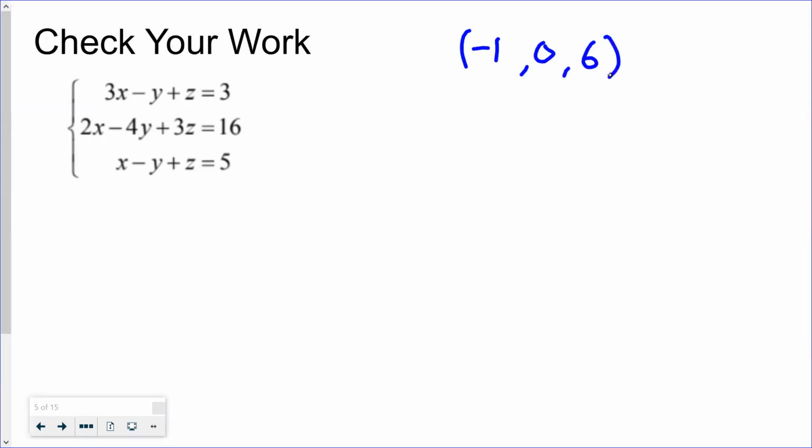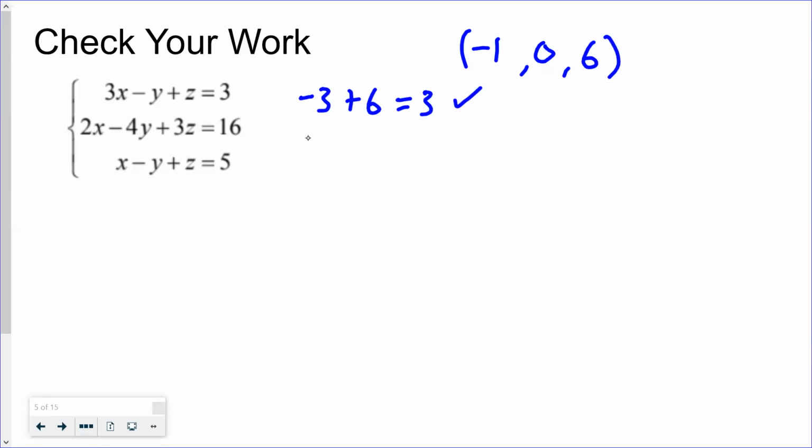If I were to plug those into the first equation, let's look at that. Plug in -1, I'd get -3. Plug in 0, you get 0. And plug in 6. Is -3 plus 6 equal to 3? Yes, that's a true statement.